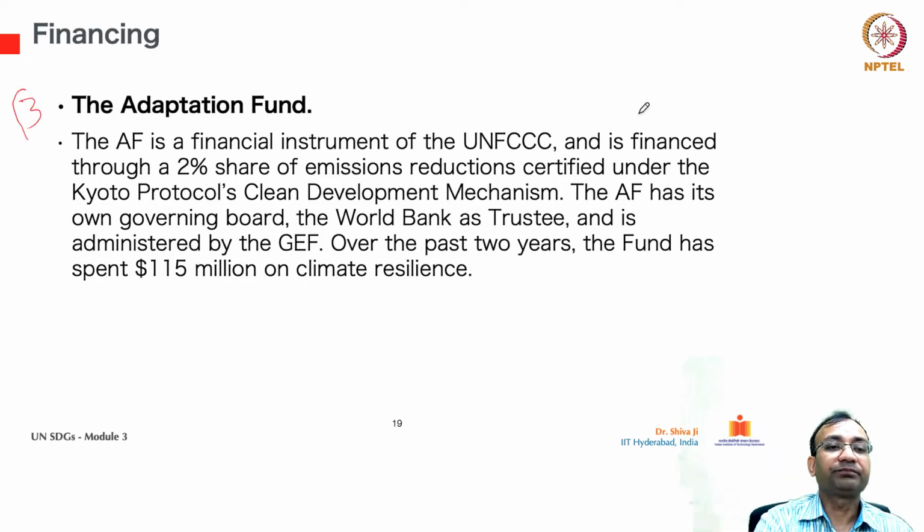Third, we have the Adaptation Fund. The AF, Adaptation Fund, is a financial instrument of the UNFCCC and is financed through a 2% share of emissions reductions certified under the Kyoto Protocol's Clean Development Mechanism. So if you see where it is coming from, the AF has its own governing board, the World Bank as trustee, and is administered by the GEF. Over the past 2 years, the fund has spent $115 million on climate resilience.